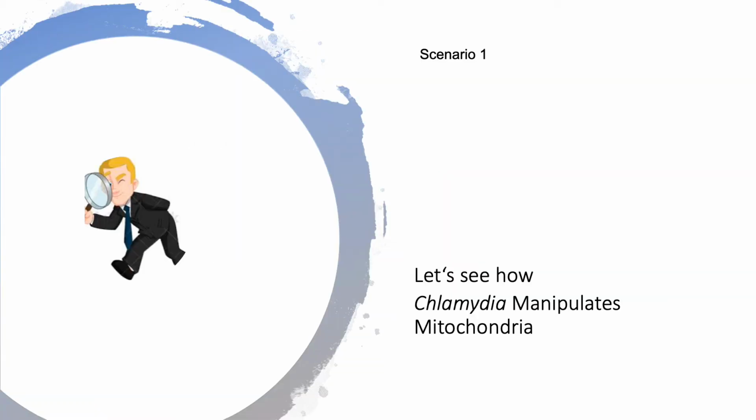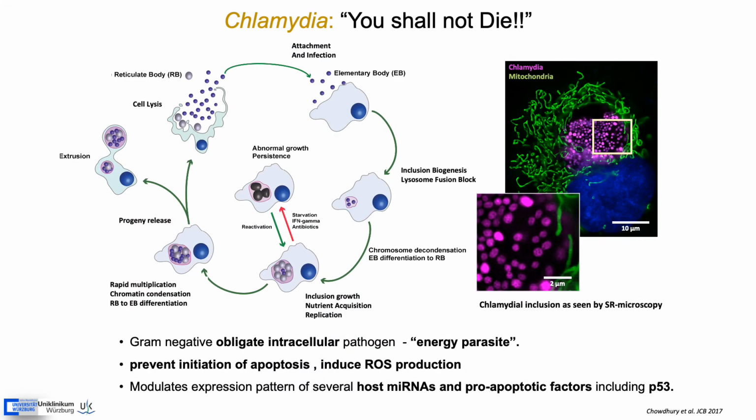Now let's see how chlamydia manipulates mitochondria and why it does so. Chlamydia infection is one of the most frequent bacterial infections in human beings. Chlamydia trachomatis infection is one of the most frequent sexually transmitted diseases.